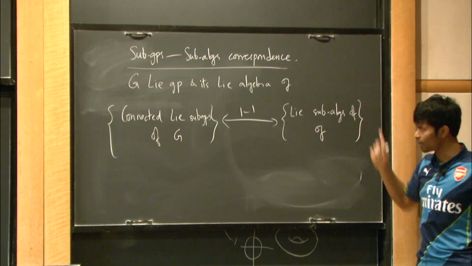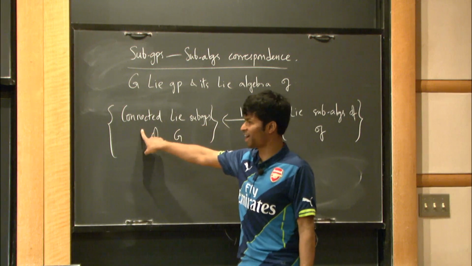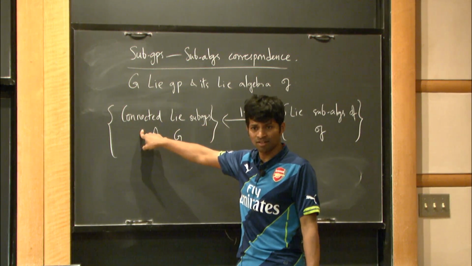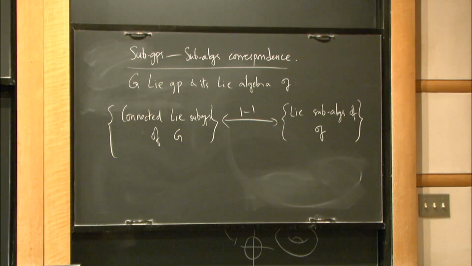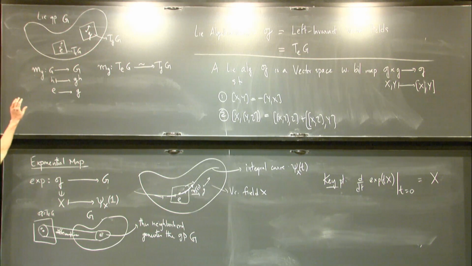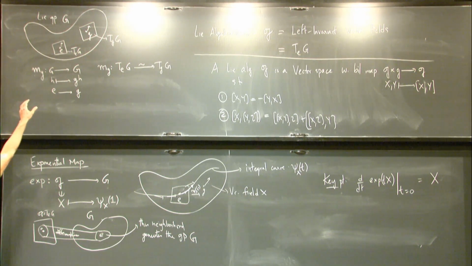Now there's one thing I added on this side. I added the word connected. And this should not surprise you. If this Lie group was just one component, somehow this tangent space at the identity will capture everything about this component. But if it had other components, you don't get there. This exponential map will not let you leave the component. So that's why I need connected.